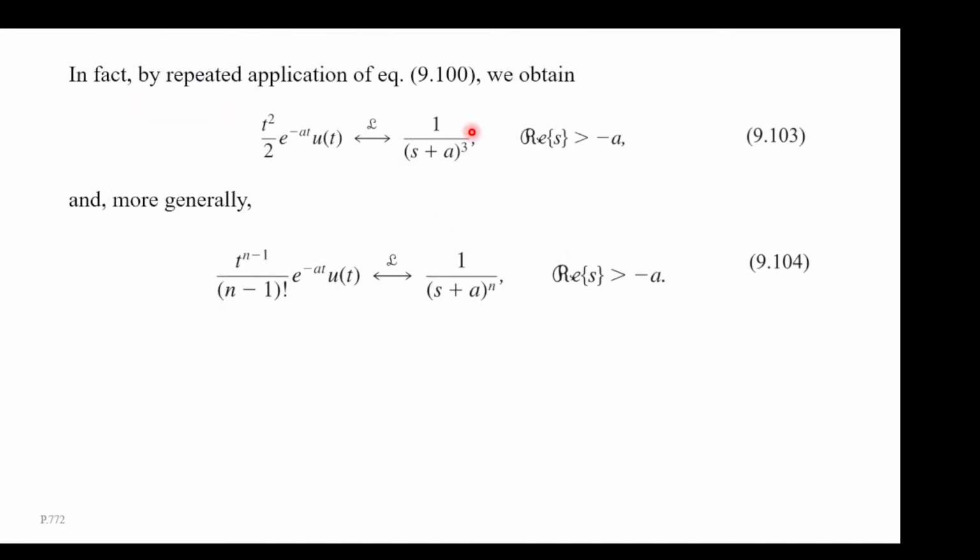Then we see that if we want a third order here, it becomes t squared over 2. And if it's nth order in general, it is t to the n minus 1 over (n minus 1) factorial. So now you can do the inverse Laplace transform of any order partial fraction by just plugging in this formula. I guess you need to do the other one.